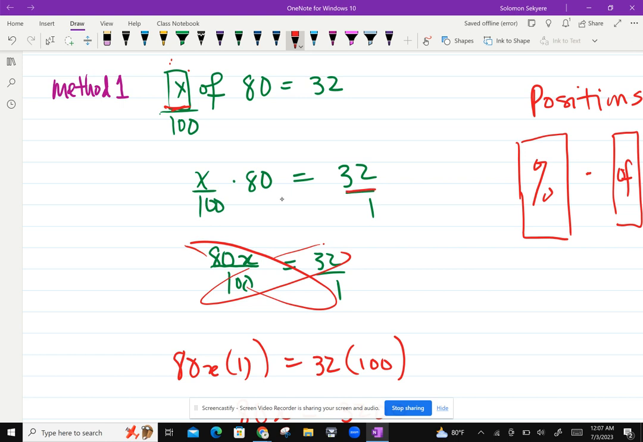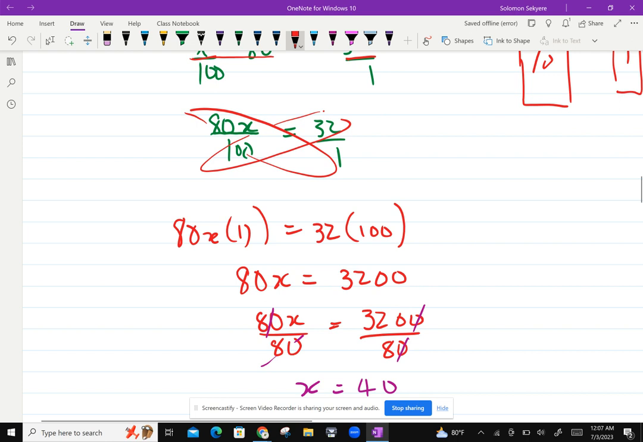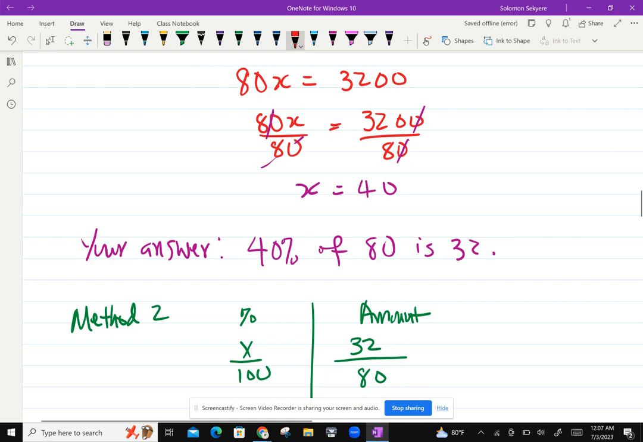Let's write 32 as 32 over 1. So this here means 80 times x. x times 80 is written 80x. Again, this is x the variable, not a multiplication sign. So we have 80x over 100 equals 32 over 1. What do you do again? You cross multiply, doing the branch that contains your variable first. 80x times 1 is equal to 32 times 100. Calculate. x is 40. Your answer is 40% of 80 is 32.